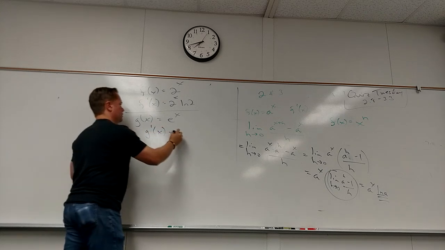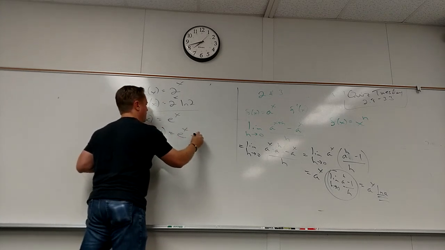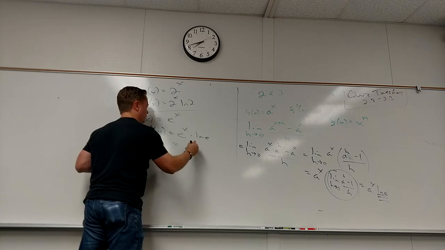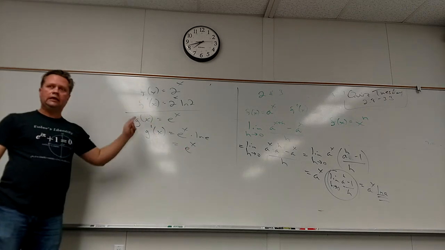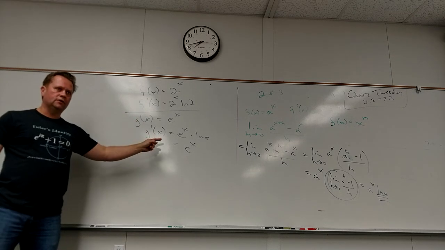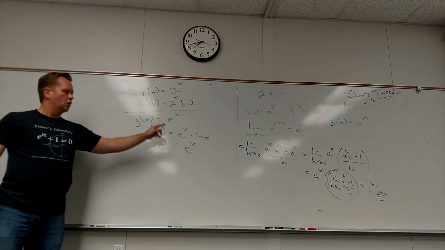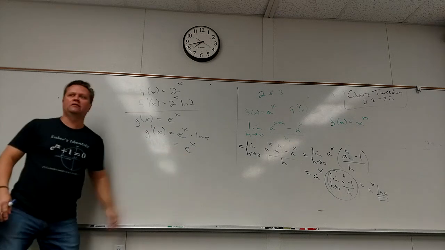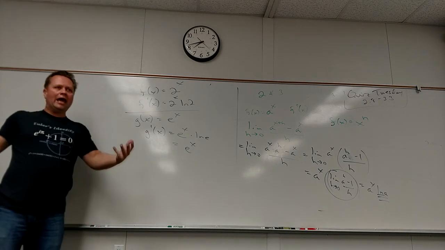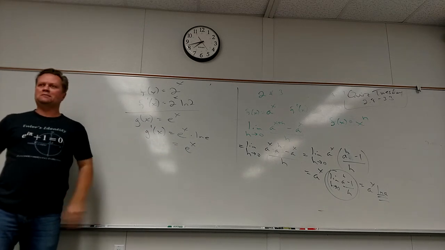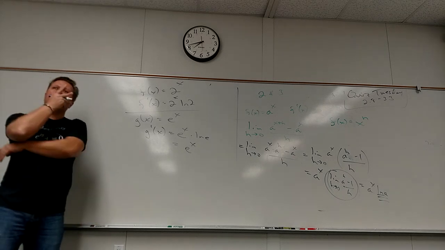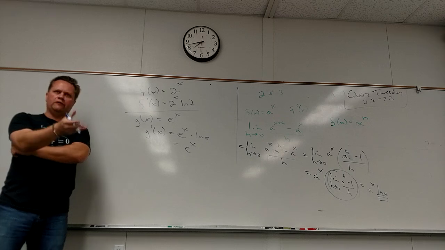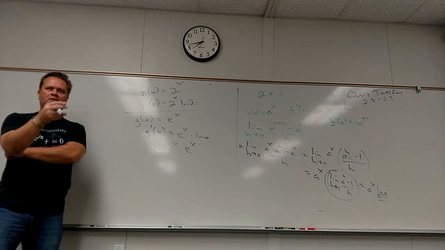What's G prime going to be? E to the x times natural log of e. What's natural log of e? 1. So e is the base for an exponential function whose derivative is itself. So when you attack it with a derivative, it stays the same, right? That's kind of nifty. Then you start to wonder, are there other functions whose derivative is itself?